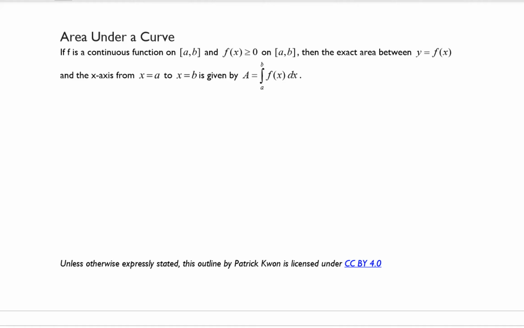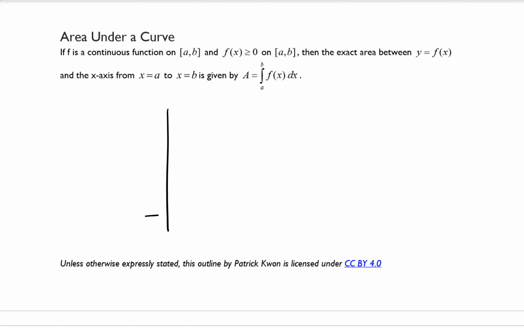If f is a continuous function on a to b and our function is greater than or equal to 0 on a to b, then the exact area between y equals f of x and the x-axis from x equals a to x equals b is given by the area is equal to the definite integral from a to b of f of x dx.